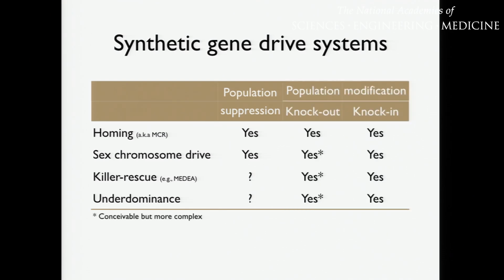For population modification, again, we can divide it into knockouts and knock-ins. For the knockout, where you're trying to eliminate a gene in the target species, homing is the simplest one. You would do a population-wide knockout using a homing element. In principle, you can use the other ones, but it's quite a bit more complicated. Or to knock in, all of the different types could be used to knock in a gene that makes the species less harmful.